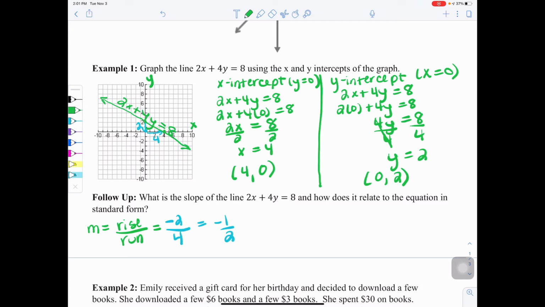Now, if we look at our equation in standard form, we can get that same value by using the formula negative a over b. So remember, standard form is ax plus by equals c. So the a value is in front of x, that's a 2. So this is going to be negative, and then a 2 on top. The b value is a 4, and that also simplifies to negative 1/2. So there is a way that you can find the slope from standard form. The formula is negative a over b, and you just plug the values in.